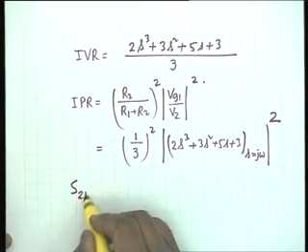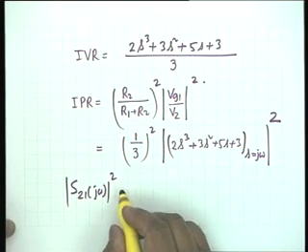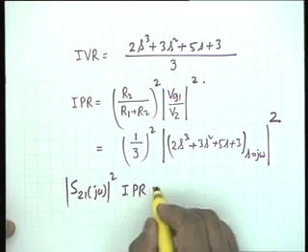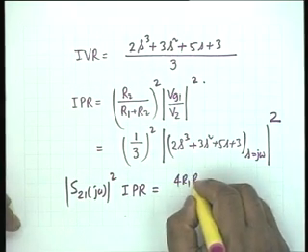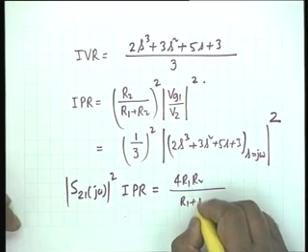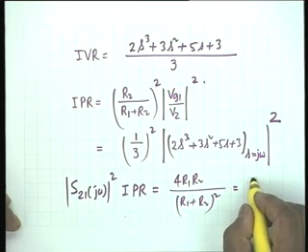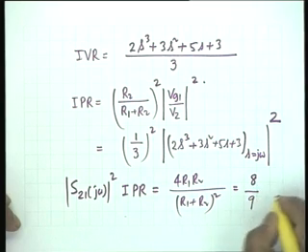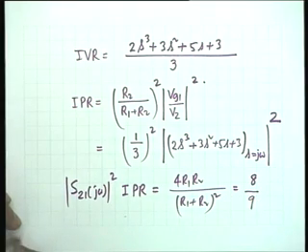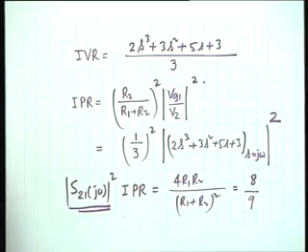The S21 j omega squared, how do I find that? You know that this multiplied by IPR, we have derived this as 4 R1 R2 divided by R1 plus R2 whole squared, and this in this case would be 8 by 9. Is that right? 8 by 9. So, you can find out S21 j omega squared. Alright.